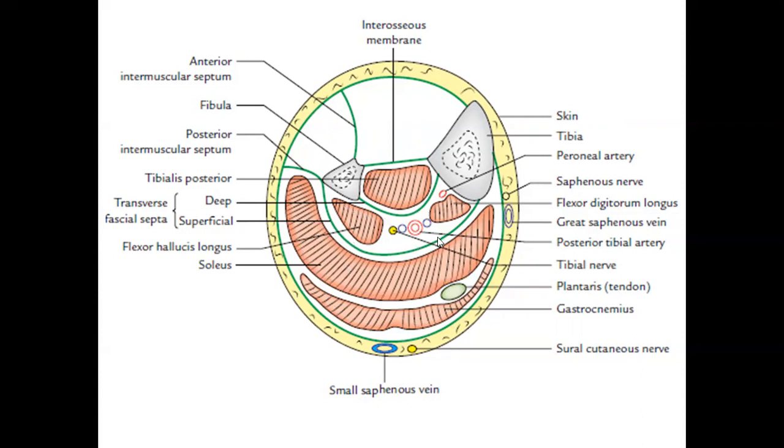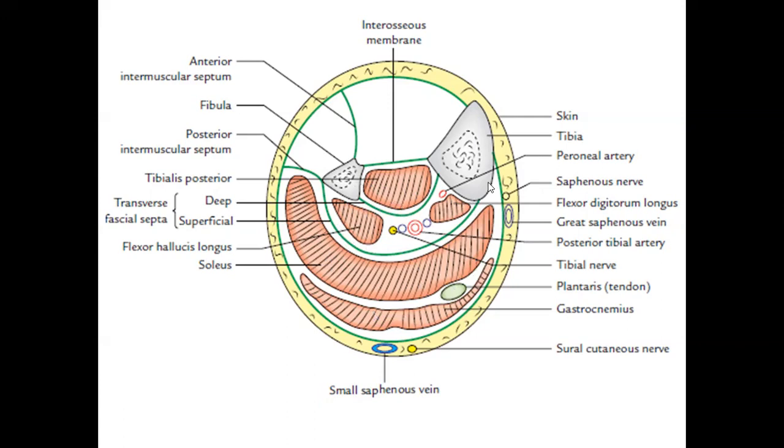The middle part contains two important muscles, the flexor hallucis longus and the flexor digitorum longus, and then we have the posterior tibial artery and the nerves here. Then the deeper part, close to the interosseous membrane, contains one muscle, the tibialis posterior. Okay, so from superficial to deep, the first three muscles are the soleus, the gastrocnemius and the plantaris. The middle layer has flexor hallucis longus, flexor digitorum longus and the vessels, and the deeper part has the tibialis posterior muscle.